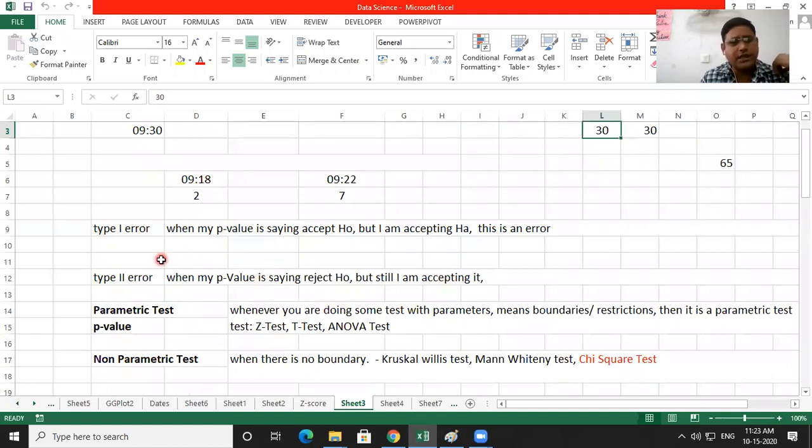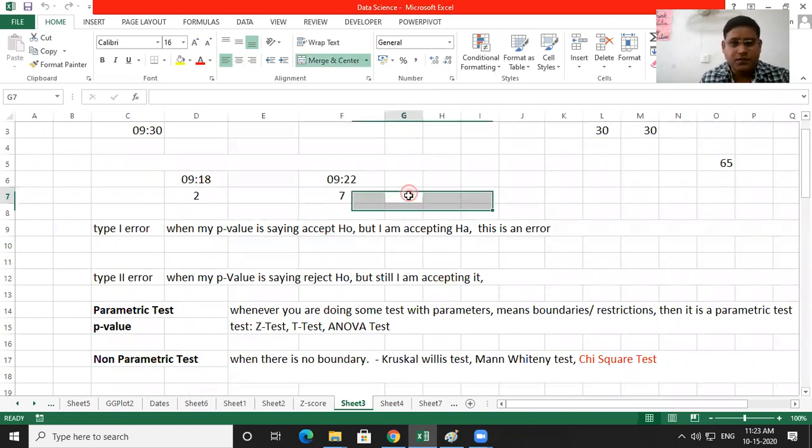As we have already discussed the types of errors: a type 1 error is when my p-value is saying accept H naught, meaning the null hypothesis we have to accept, but I'm accepting the alternative hypothesis. So this is an error, and this error is known as type 1 error, and in some books we will get it as alpha error. A type 2 error is when my p-value is saying reject H naught, but still I am accepting it. So this will be my type 2 error, and we also call it beta error.